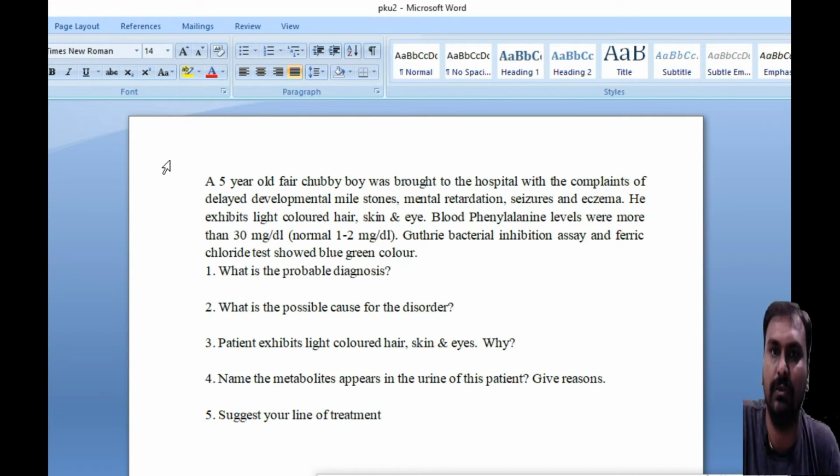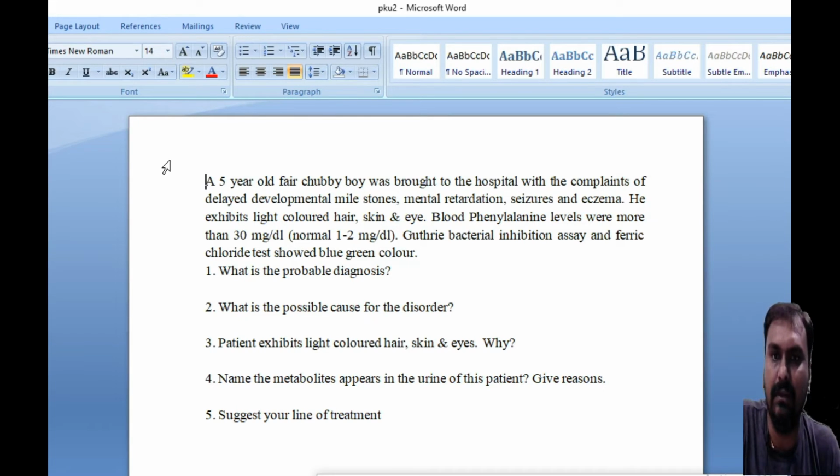What is the possible cause for the disorder? Phenylalanine hydroxylase enzyme deficiency. Why does the patient exhibit light color hair? Because tyrosine is not formed, and tyrosine is a precursor of melanin. In absence of melanin, there will be light color hair, skin and eye.